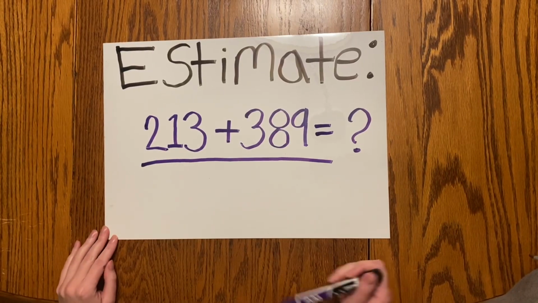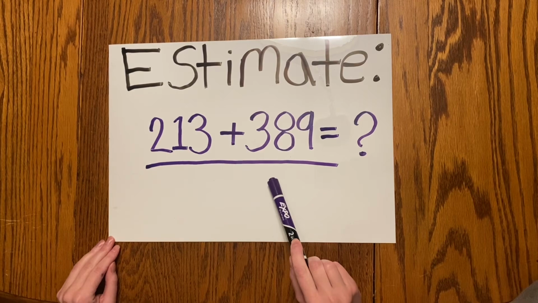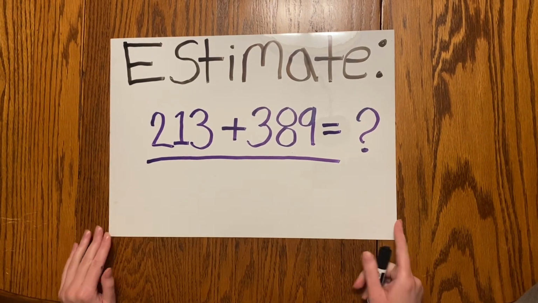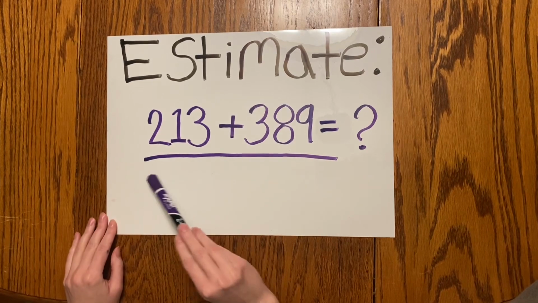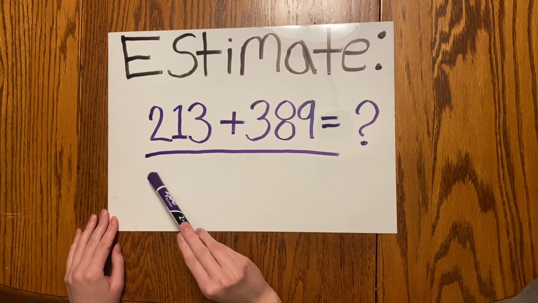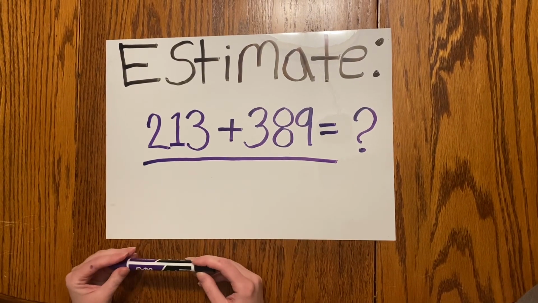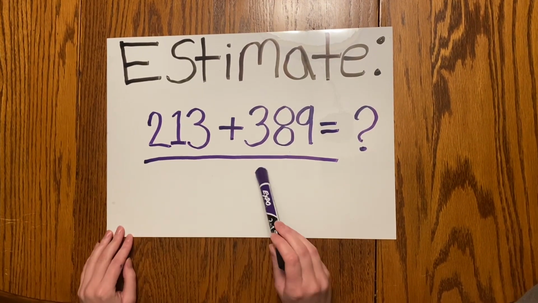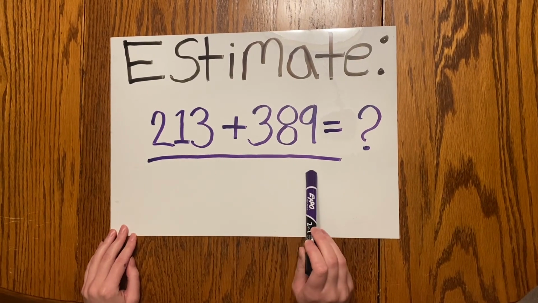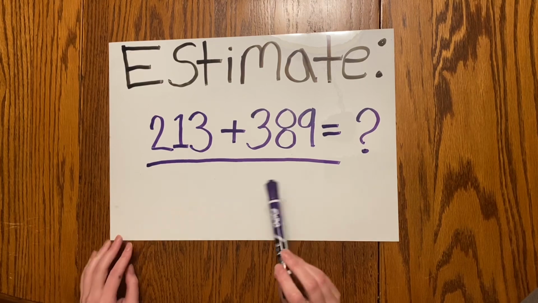Okay, so the equation that we're going to be solving is 213 plus 389. We're going to start by doing a quick estimate. For starters, I noticed right away that 213 is very close to 200. 200 would be a very nice, friendly benchmark number for us. I also noticed that 389 is very close to 400, which would be another friendly number for us.